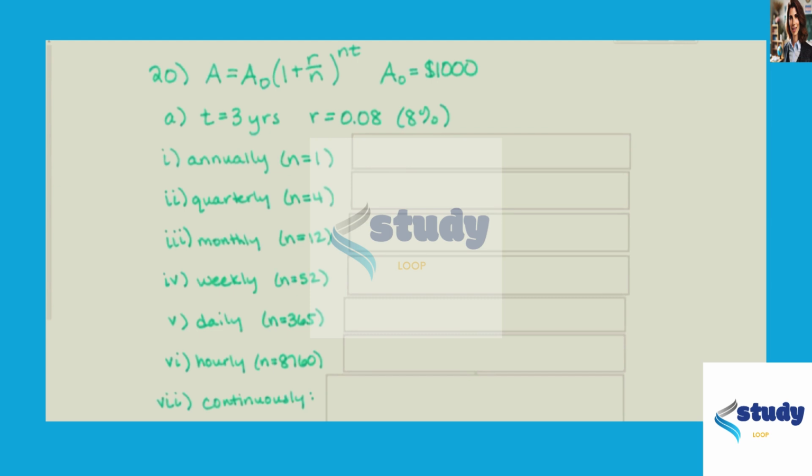Here we have a compound interest problem, and we're going to use our non-continuously compounded interest formula for the majority of Part A. The amount invested is $1,000 for a time period of 3 years with an interest rate of 8%, and that translates into a decimal value of 0.08. And so we're going to go through several different amounts of compoundings per year, starting with annually, once per year.